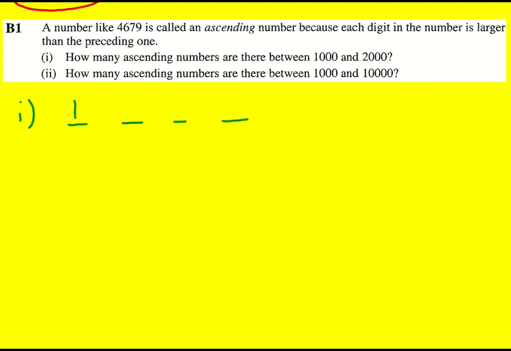So 4 digits, we know the first one's going to be 1. Again, we can ignore the 2000. Then we've got A, B, C. As I implied before, A must actually be between 2 and 7. And B must be between 3 and 8.